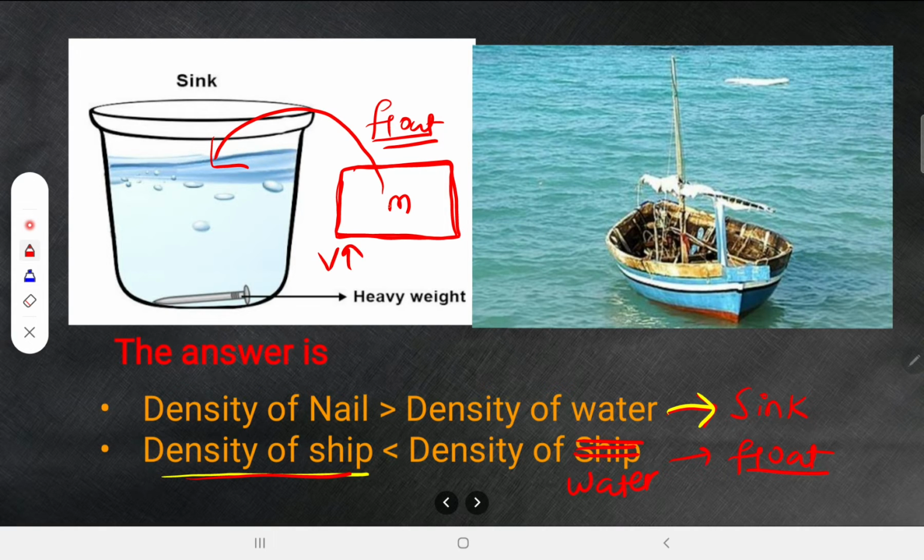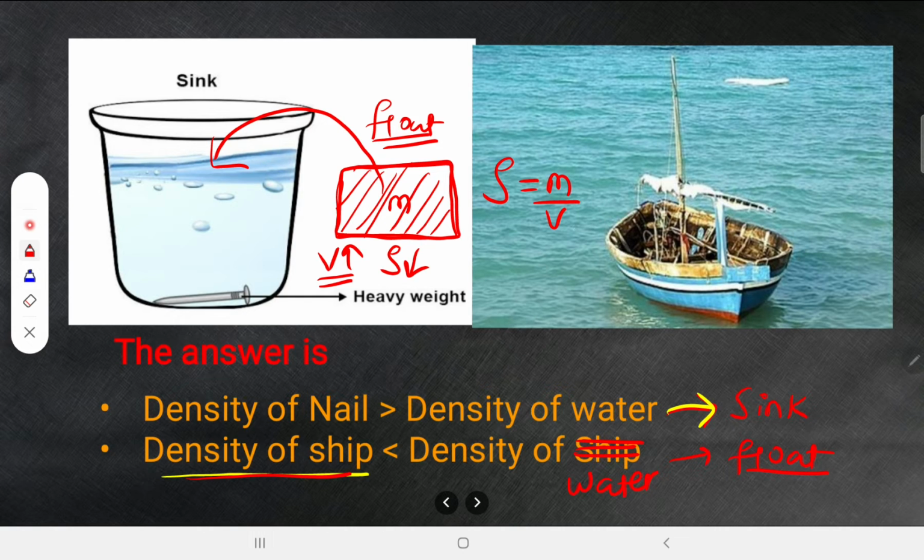You are going to increase the volume. You are increasing this space. Look at this. By beating this, by converting this into a sheet, you are increasing the volume. If you are increasing the volume, it means the density will come down. Because what is the formula for density? Density is equal to mass divided by volume.